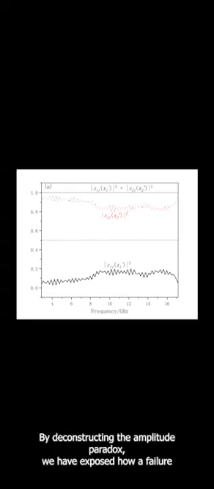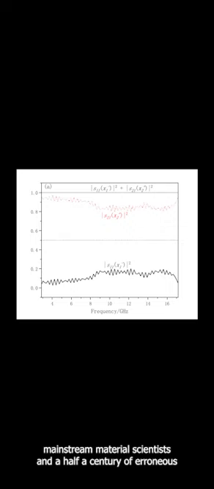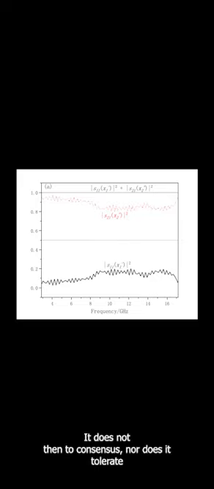By deconstructing the amplitude paradox, we have exposed how a failure to understand basic wave mechanics and complex variable functions has led mainstream materials scientists into half a century of erroneous calculations and flawed theories, such as the impedance matching theory. True science is built on rigorous logic and the unyielding laws of conservation. It does not bend to consensus, nor does it tolerate the sloppy mathematics of high-impact journal papers.